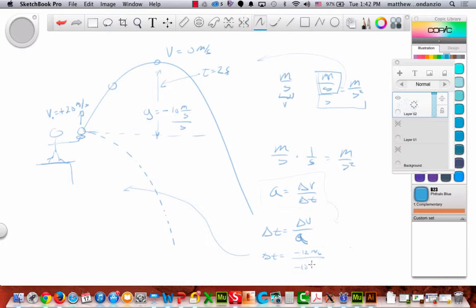Over negative 10 meters per second squared. So that's going to give me seconds. So it's negative 12 over 10, which is negative 1.2 seconds. Or excuse me, positive 1.2 seconds. So would you take away the negative, so it'd be like 20 meters per second minus 12 meters per second? Say that one more time. For the delta velocity, is that 20 meters per second minus 12 meters per second would be the change in velocity? So if you want to know the time, take away the negative?